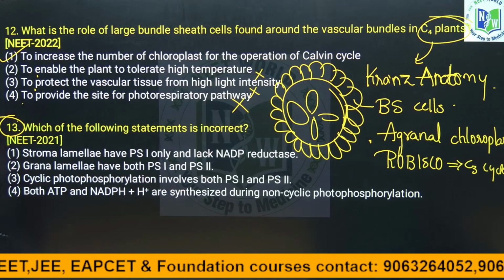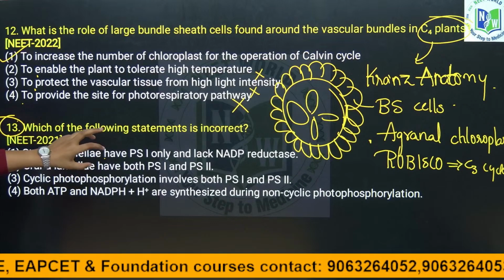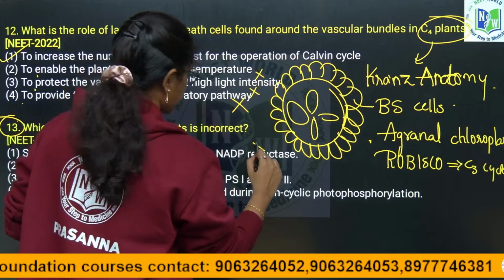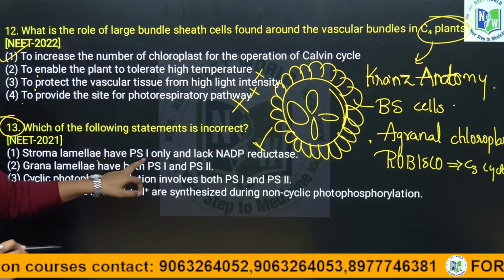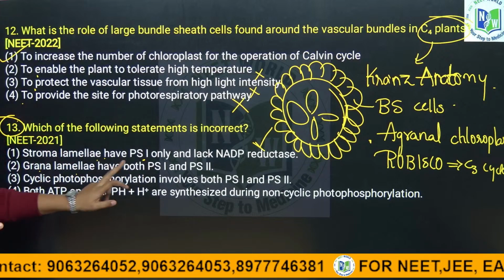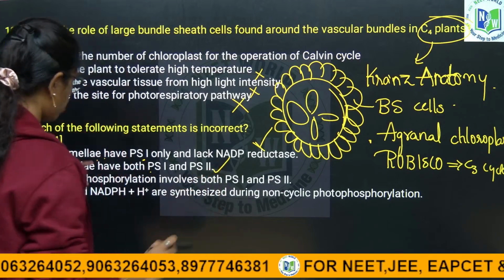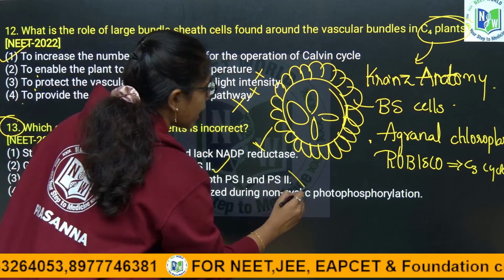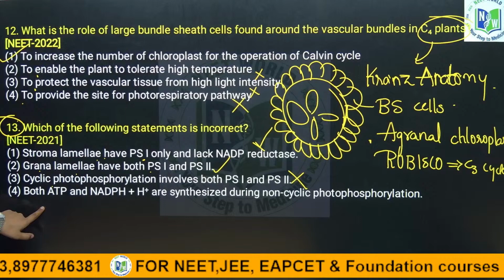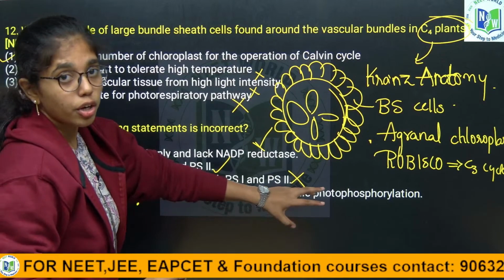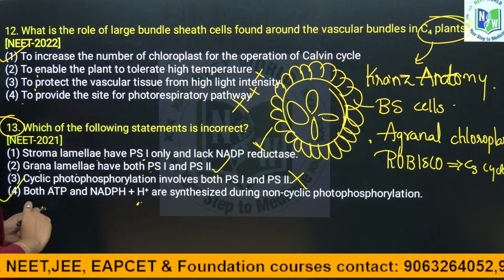Stroma lamellae has PS1 only and lacks NADP reductase. Yes, stroma lamellae has only PS1 and they lack NADP reductase, correct? Grana lamellae has both PS1 and PS2, true. Cyclic photophosphorylation involves both PS1 and PS2, wrong. Both ATP and NADPH plus H plus are synthesized during non-cyclic photophosphorylation, correct.